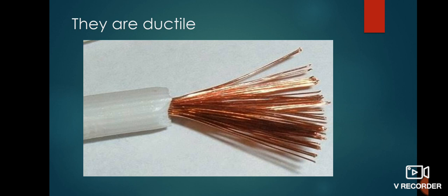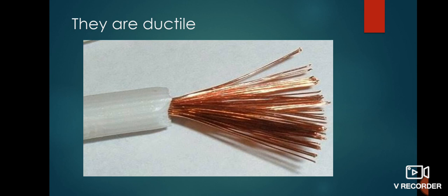The next physical property of metal is that they are ductile. Ductility is the ability of metals to be drawn into thin wires. Gold is the most ductile metal. You will be surprised to know that a wire of about 2 km length can be drawn from 1 gram of gold. It's clear? Ductility is nothing but the property of metals to be drawn into thin wires.